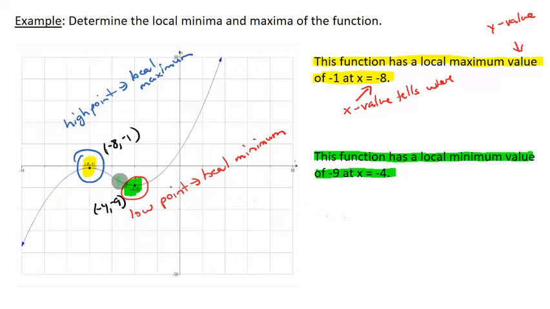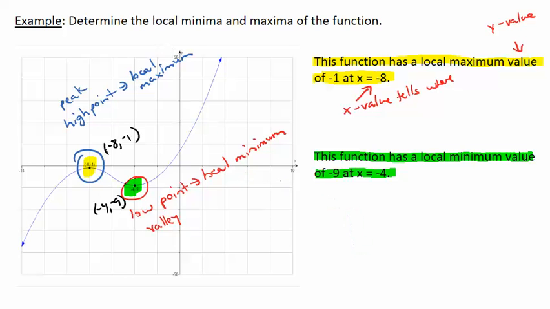Now you can have more than one local minimum, any low point, so you could have multiple low points. In fact, high points you could think of as a peak, and low points you could think of as valleys. So a function could have multiple peaks and valleys, and each one of those would be maxima or minima. So you could list multiple maxima or minima, and you would use the words local maxima values of whatever at x equals, and local minima values of the number at the x value.